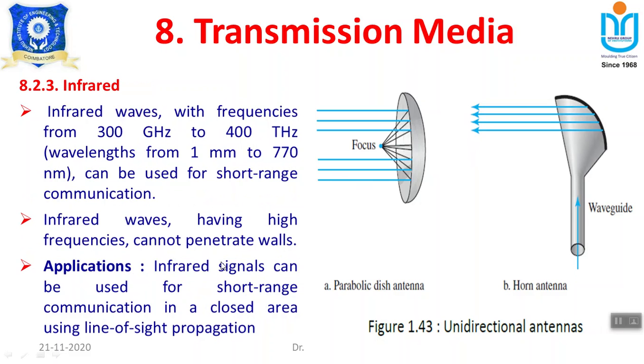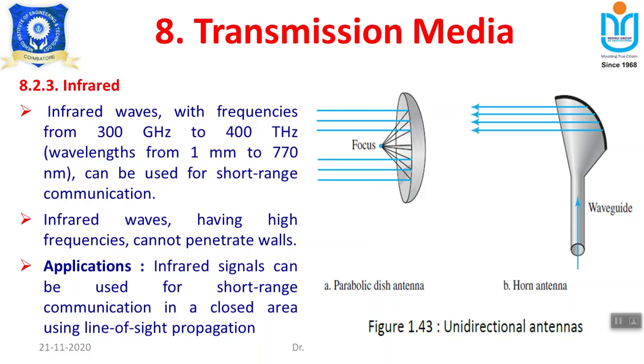And the last one is infrared. You know very well what infrared communication means. Here it is 300 gigahertz to 400 terahertz. That is the strength of infrared. Infrared signals can be used for short range communication in a closed area.